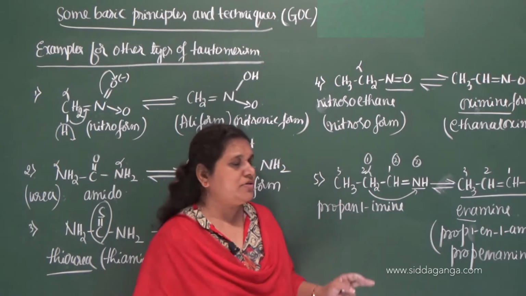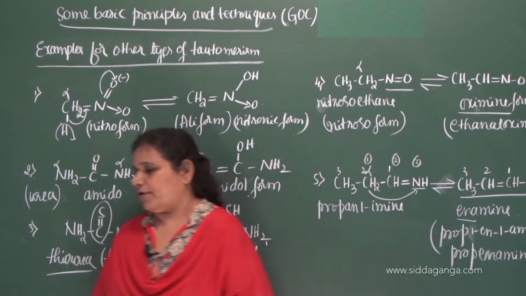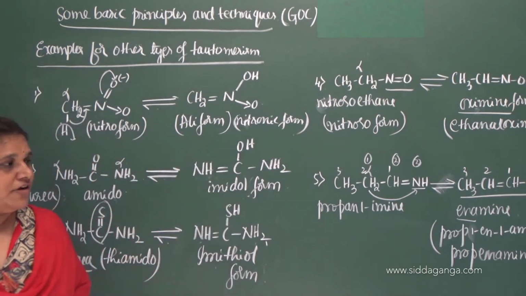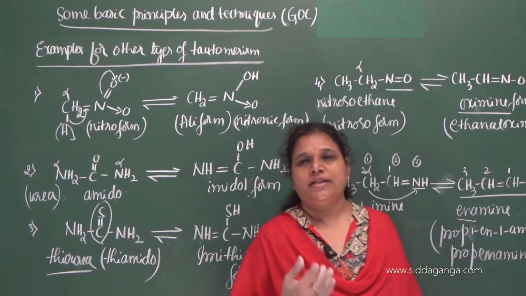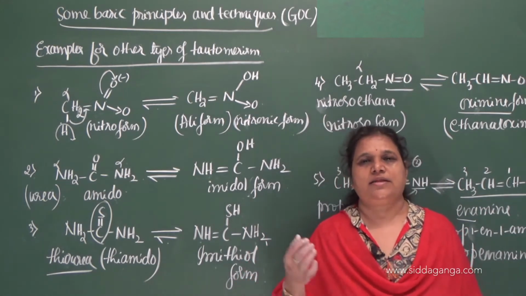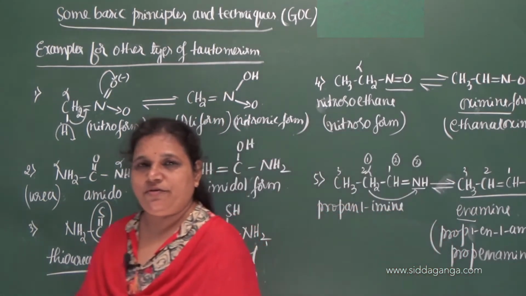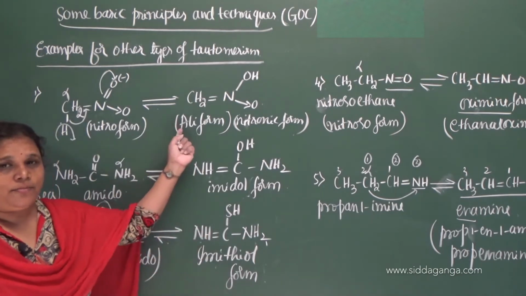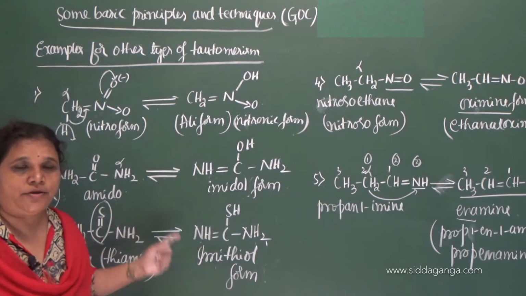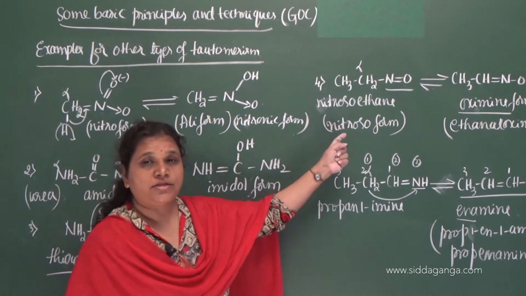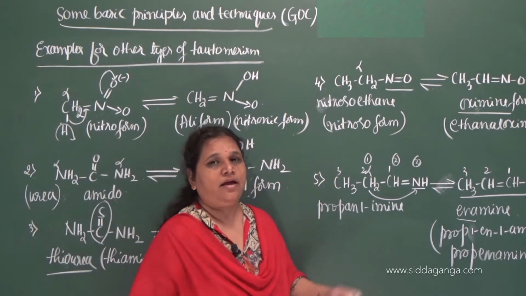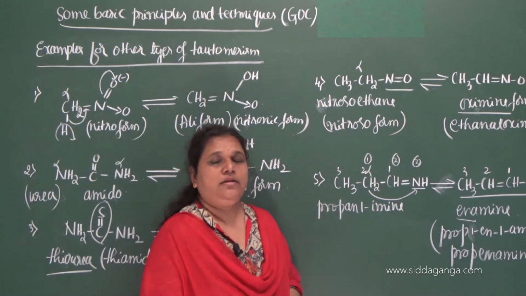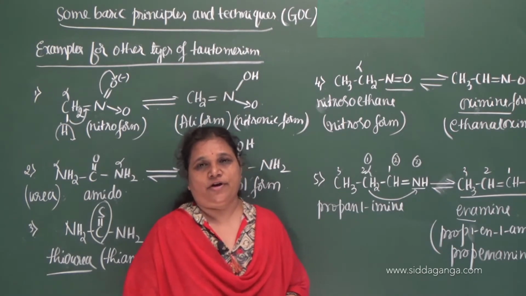So that is about the other types of tautomerism where the functional groups are different. So tautomerism is not only given by the carbonyl compounds or aldehydes or ketones, it is also given by nitro compounds, amides, thioamides, and nitroso compounds, and also the amines. So this is about the other examples for tautomerism.